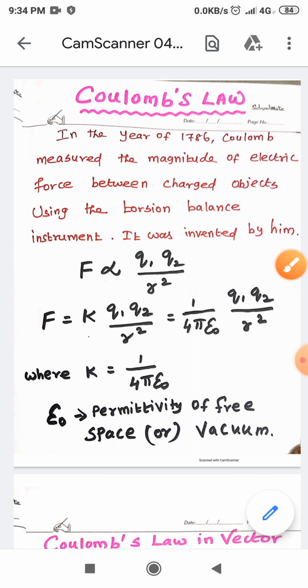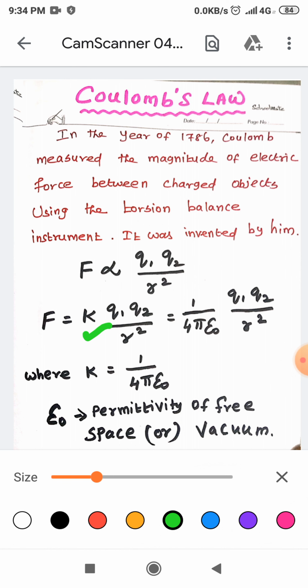In order to eliminate this proportionality sign, Coulomb introduced a constant. That constant is K, and he also found the value of K. He got K equal to 1 divided by 4 pi epsilon naught. Therefore, the formula becomes F equal to 1 divided by 4 pi epsilon naught, Q1 Q2 divided by r square, where epsilon naught is the permittivity of free space, or vacuum.